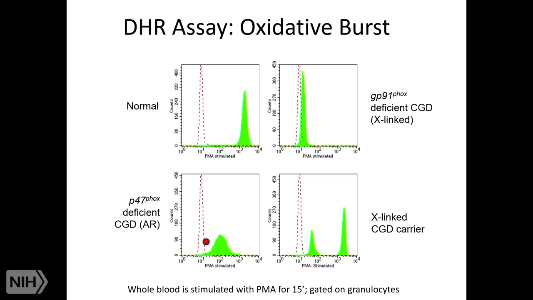This one is a form of the disease, autosomal recessive, that is not as severe as this one, so it means that they shift a little bit, but not that much.